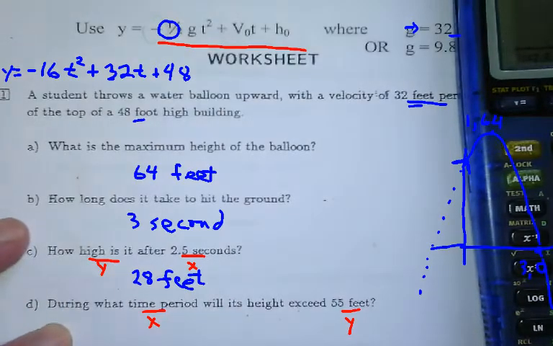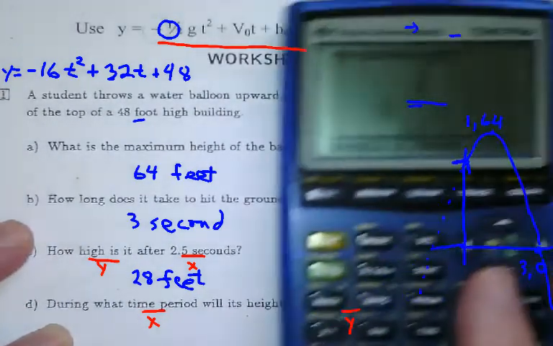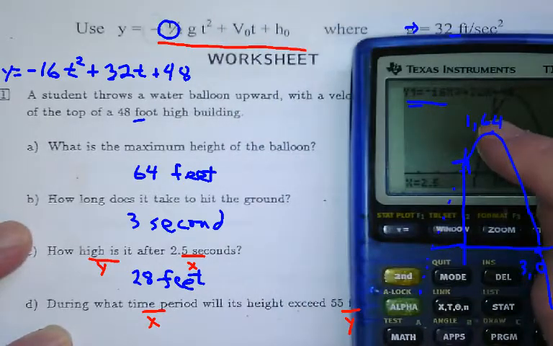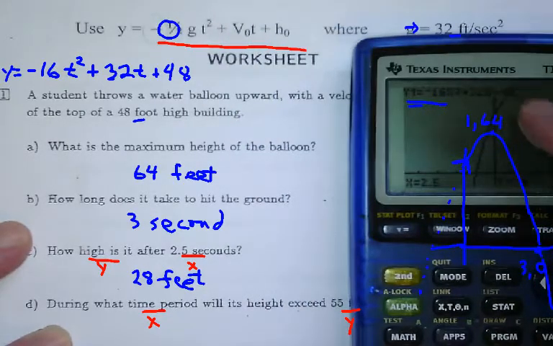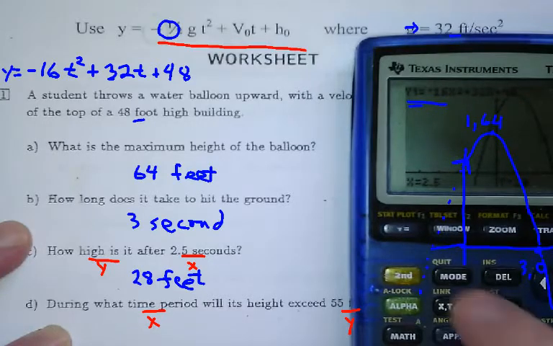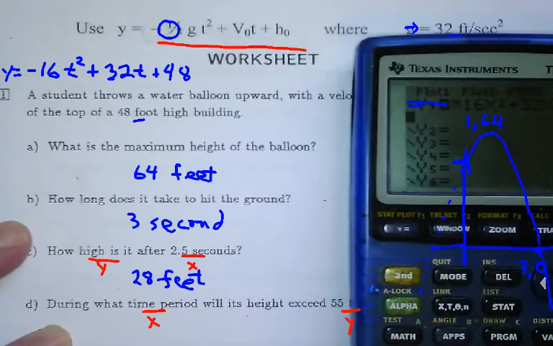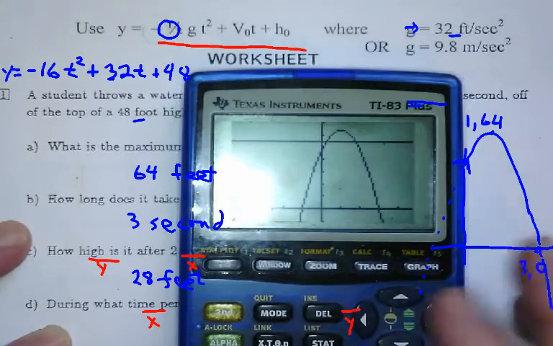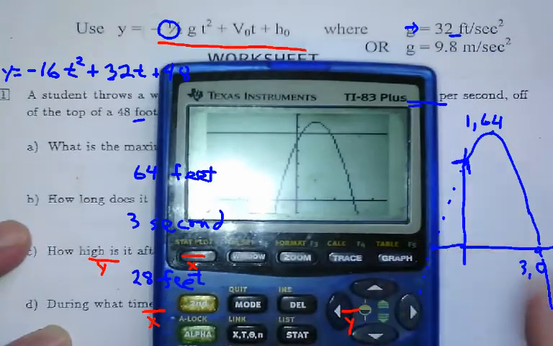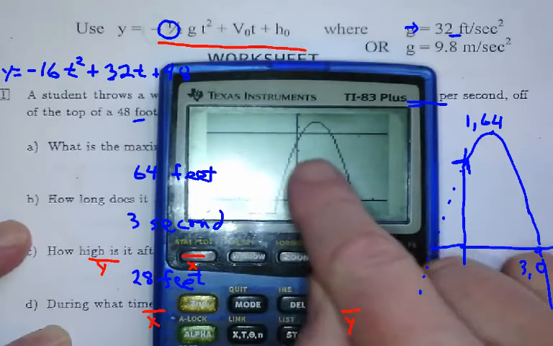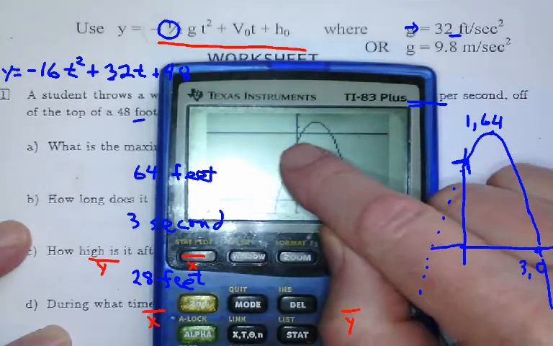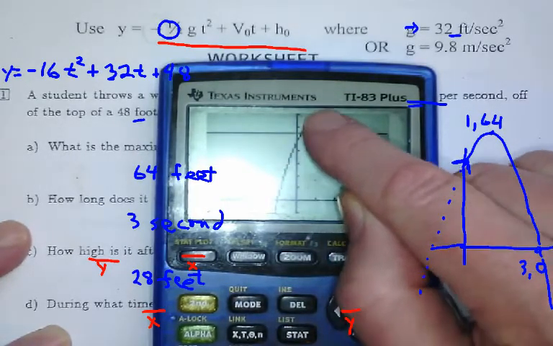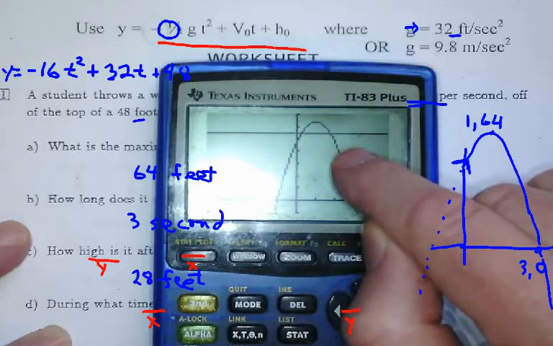And then during what time will it exceed 55 feet? Well, we know that it started at 48, it went up to 64, and then it went back down to 0. So somewhere in here is 55. So I'm going to draw a line at 55. If I draw my line at 55, can you see that? You can see that on the way up, it hits 55, then it goes all the way up to 64, and then on the way back down, it hits 55.